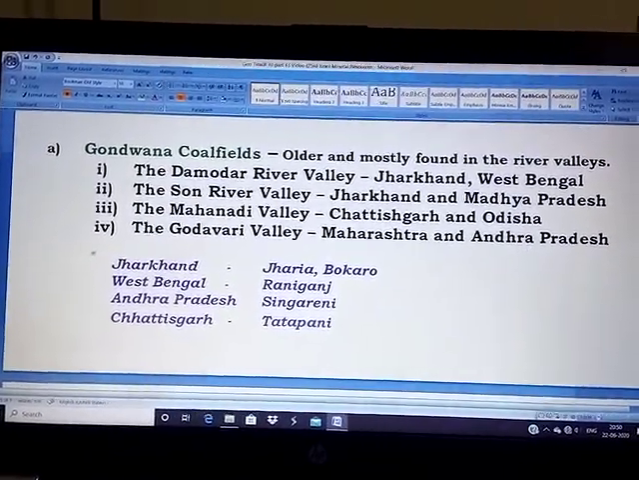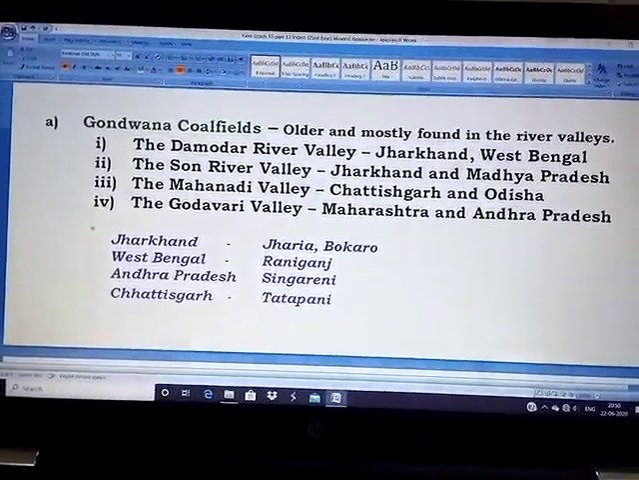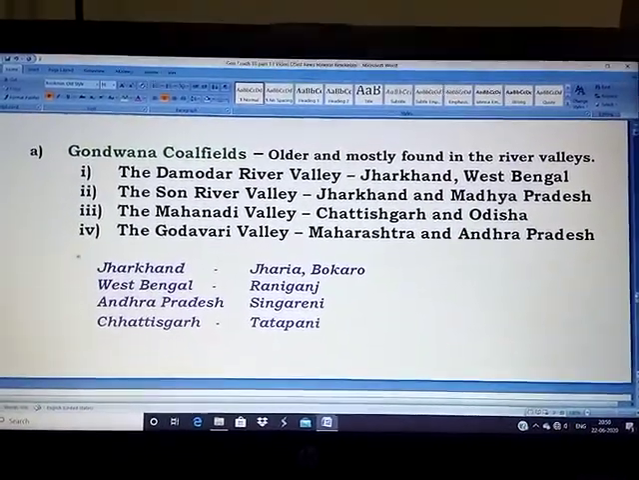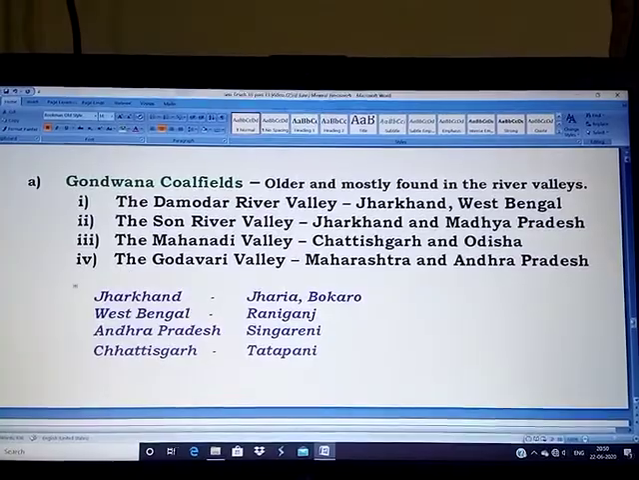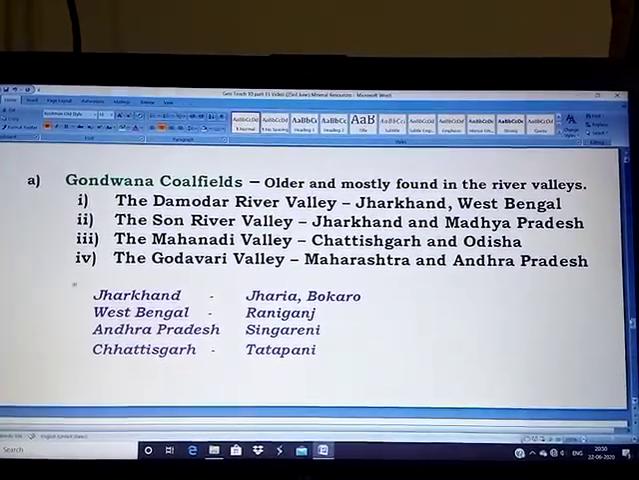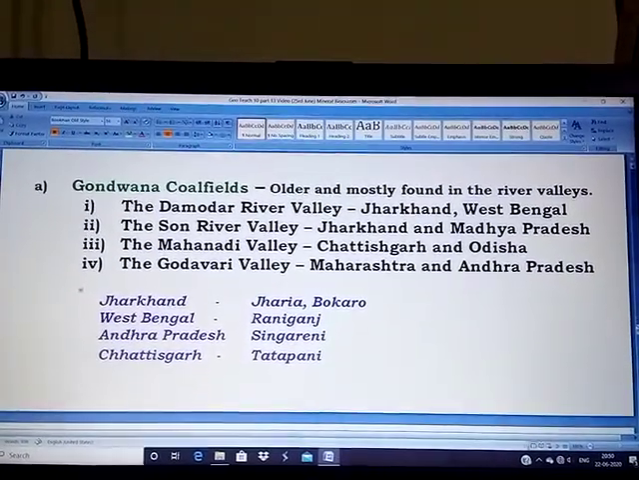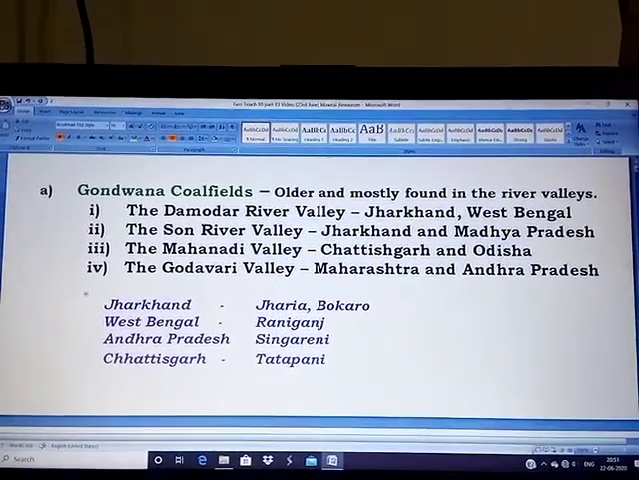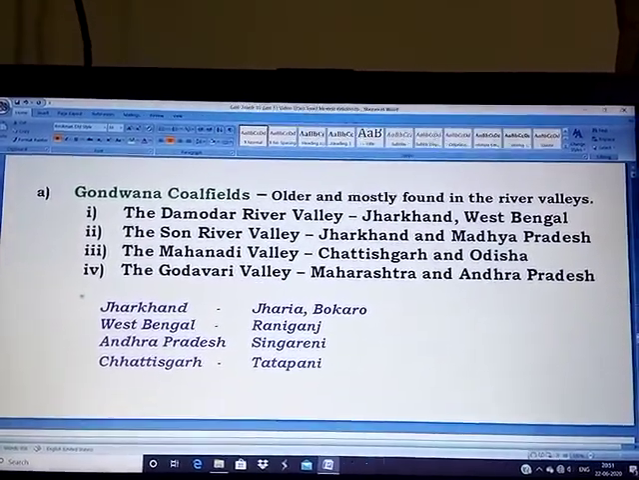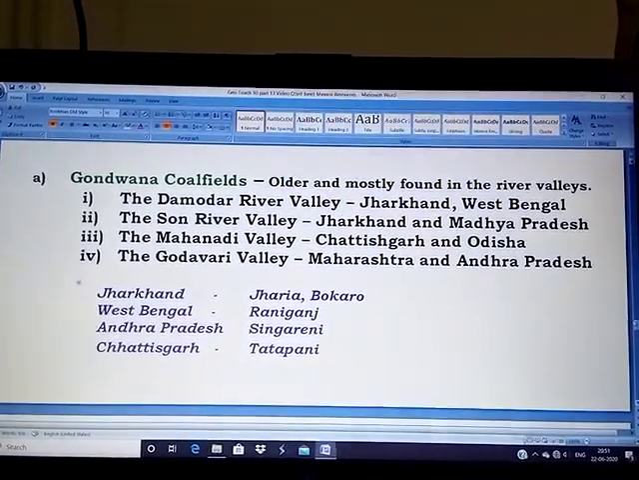You know, coal is associated with plants. What is coal after all? You know very well. Coal is the fossil fuel which is found between the layers of the sedimentary rocks, and these are nothing but the transformed version of old plant logs.